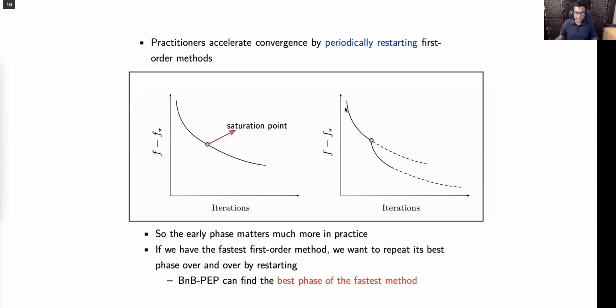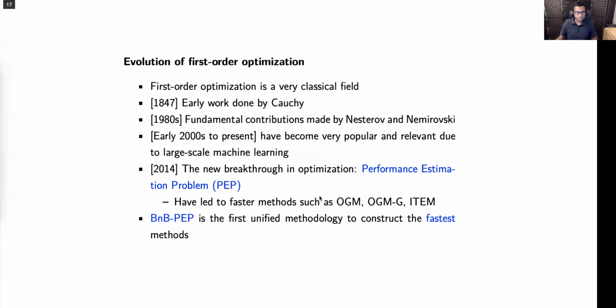they could potentially take an average of the previous iterates and then restart the algorithm again at this point, in the hope that we will get the early phase behavior again and again. So in a practical sense, the early phase of the first order method would matter more. If we somehow have the fastest first order method, in principle, we can repeat this best phase over and over by restarting, speaking from a practical point of view. And BnB-PEP can actually help us in finding that best phase of the fastest method.